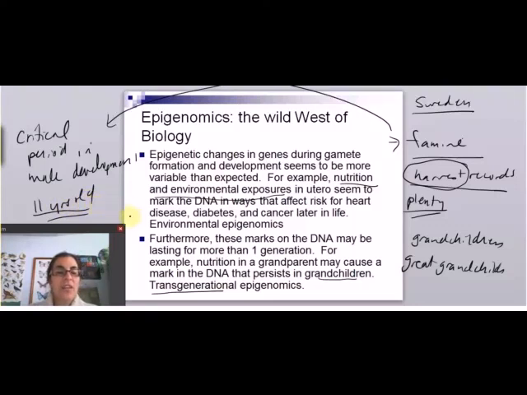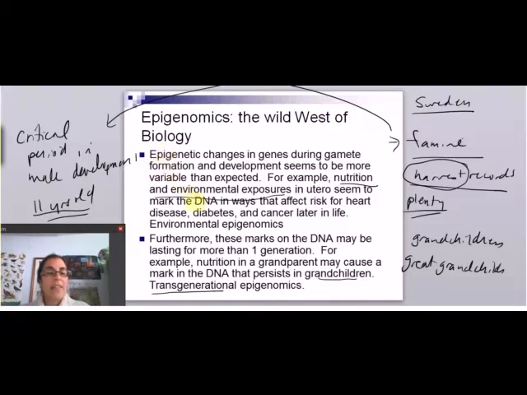And so the hypothesis is that famine and plenty mark important genes. They imprint important genes that affect obesity and diabetes risk, and that these markings persist at least for 2 or 3 generations. And this is just the beginning of some fascinating stuff they're doing in these areas. There's been other studies too.